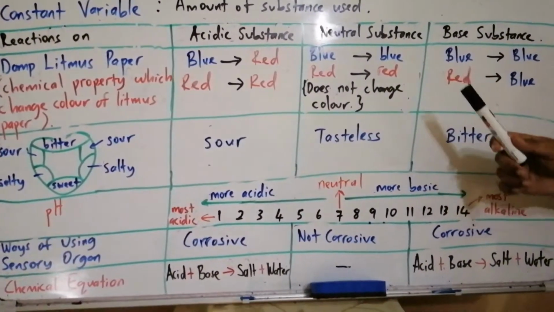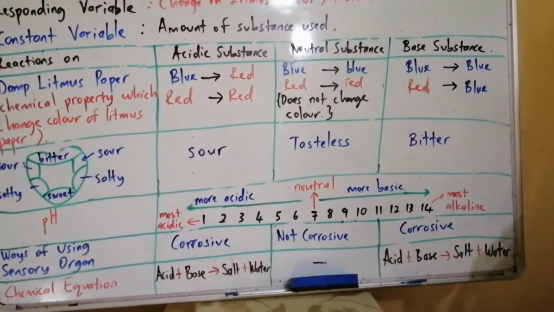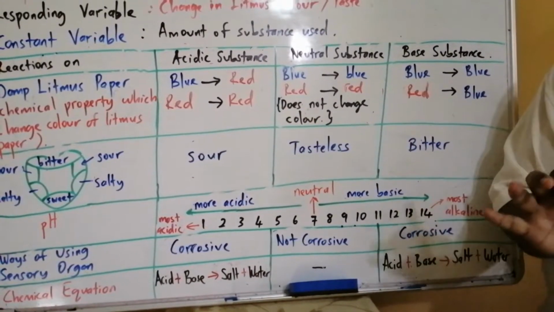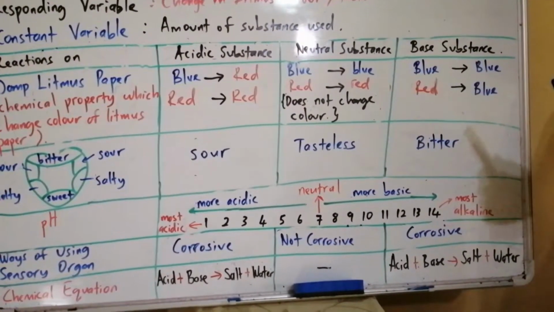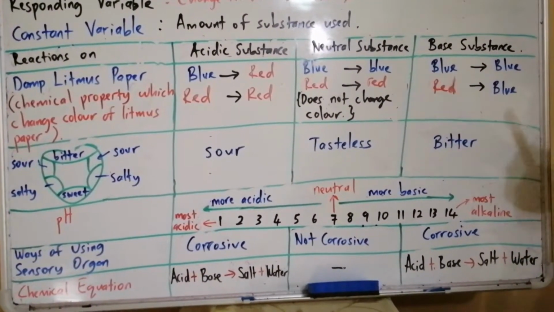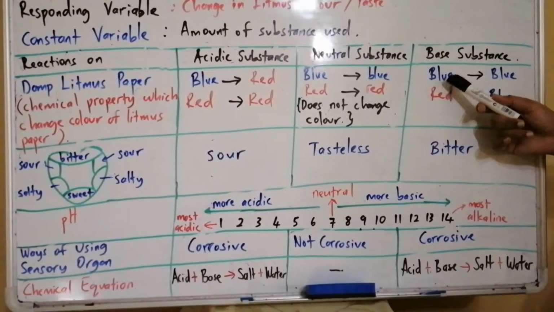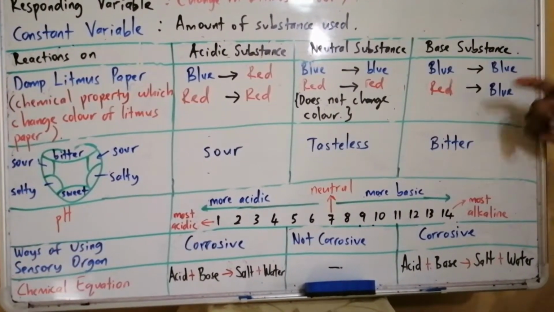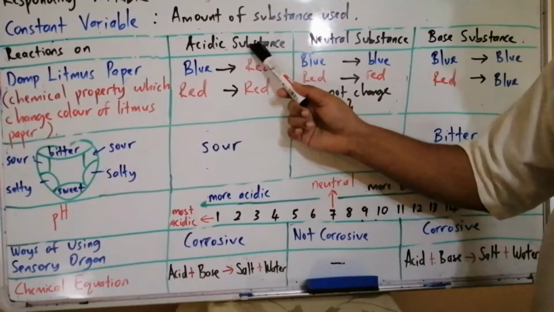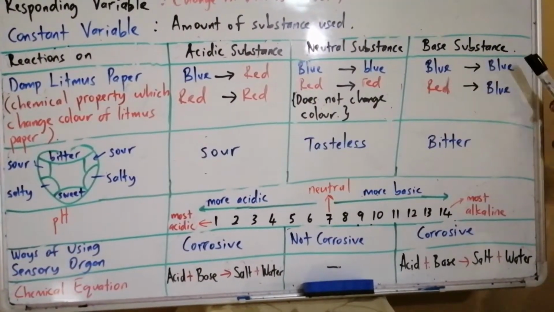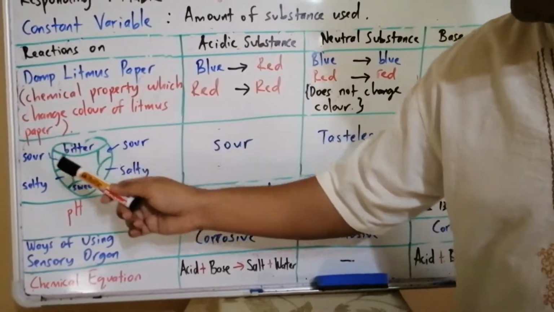For neutral substances, blue litmus remains blue, red litmus remains red. It means for a neutral substance, it does not change color. And then for base or alkali, what's the difference between base and alkali? An alkali is a base which can dissolve in water. For blue damp litmus paper, it will remain blue, while red will turn blue. So basically, if it is acidic, the litmus paper will be red, and if it is a base, the litmus paper will be blue.